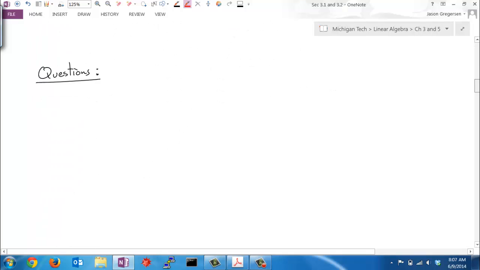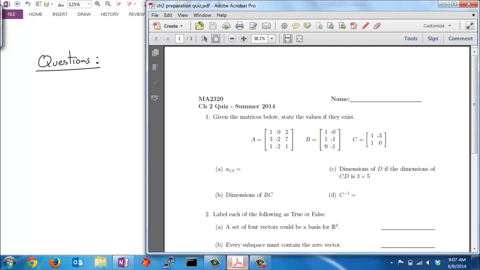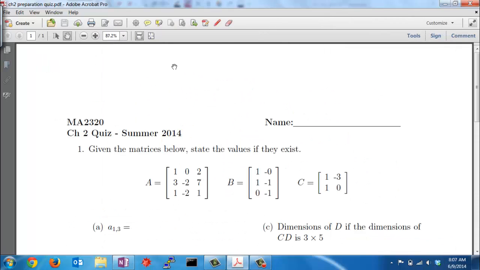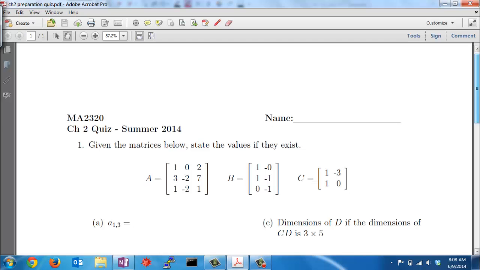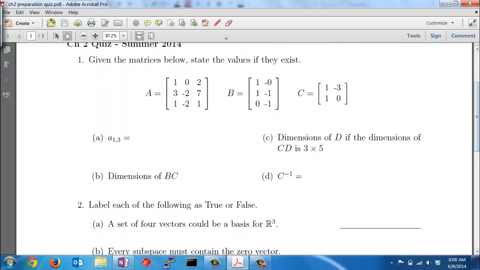So, before I get too far into questions, I'm going to start by going through that quiz that we returned real quick. So I'm just going to bring that up here. I'll talk through some of the solutions. So we're given the three matrices. The first one is going to be a value of 2, because I'm looking at the first row, third column. So that will be this value of 2.